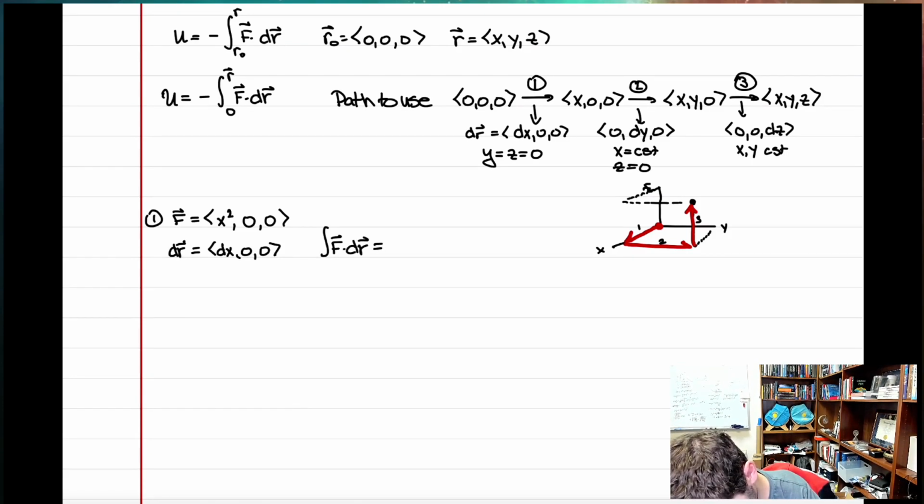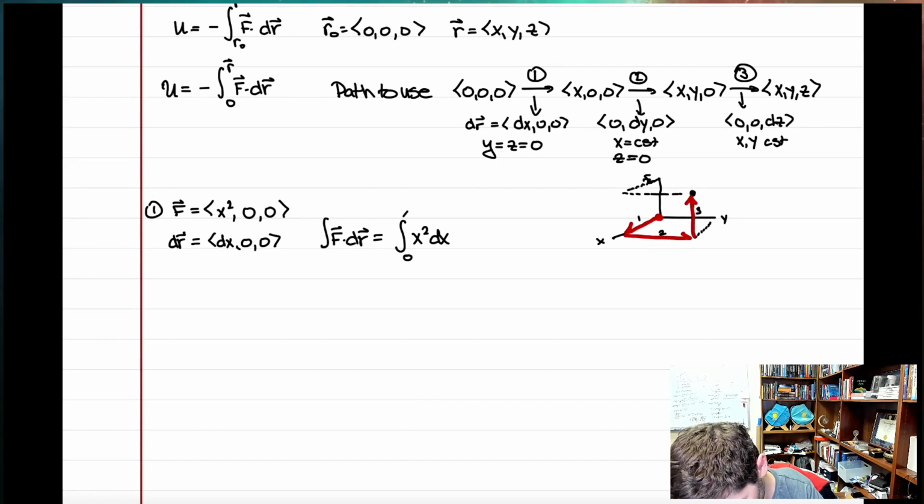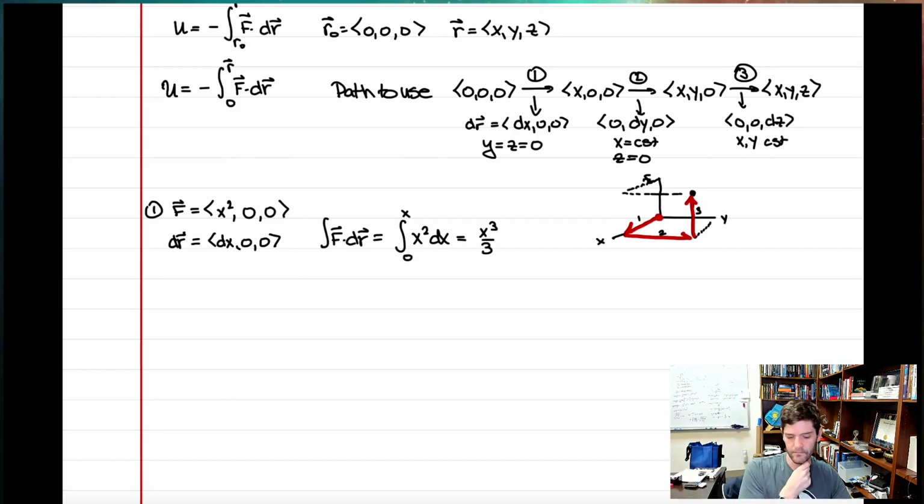F dot dr then looks like it just becomes an integral of x squared dx. And again, you're going from 0 out to some arbitrary x along that path. So then that looks like it's x cubed over 3. And I'm going to throw an overall minus sign in at the end of the day.